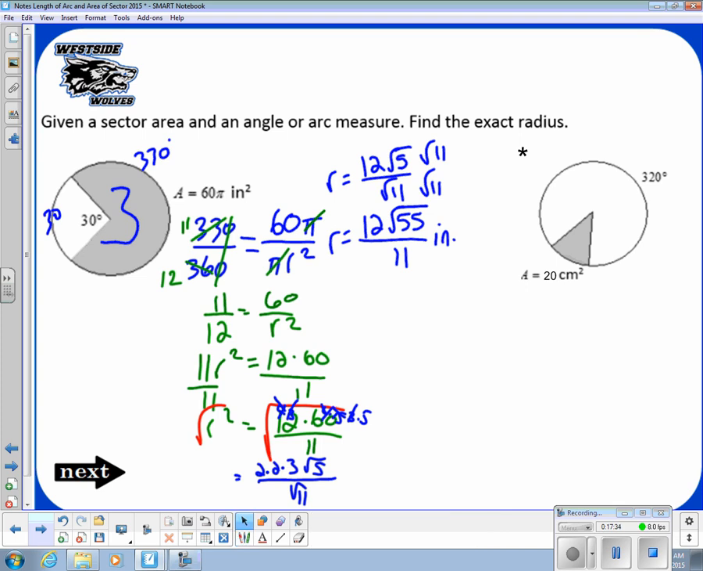For the next problem, you want to pause the video. Do notice that if you're using the paper notes, I've changed the area of that sector to 20 instead of the original 80. It'll make a little bit different answer. I'll put both answers up when you're done.